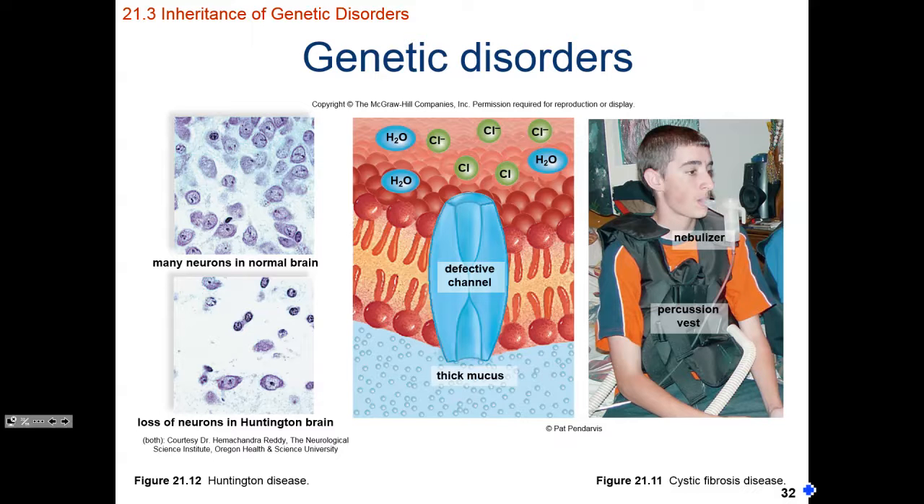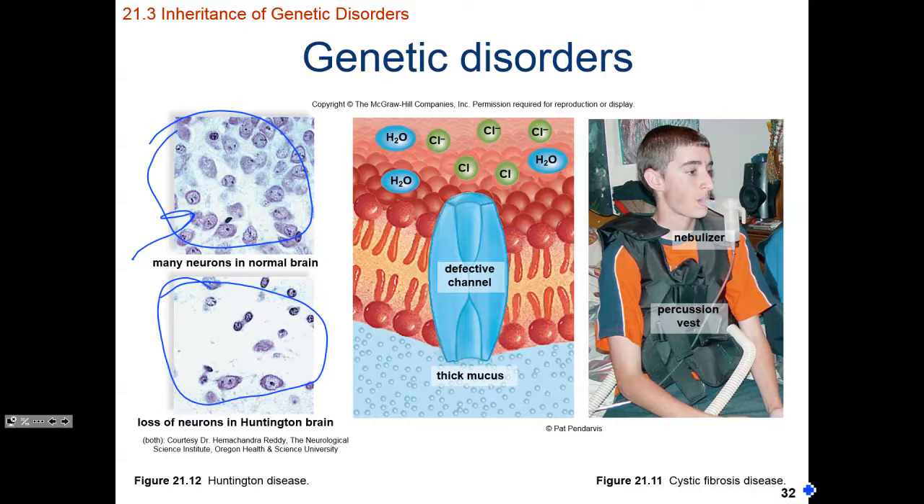If somebody has Huntington's disease, instead of having a nice high concentration of neurons in the brain, they are going to have excessive neuronal death, and that excessive neuronal death leads to mental retardation and early death.